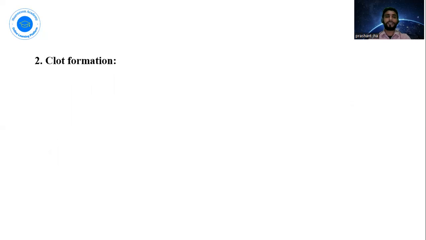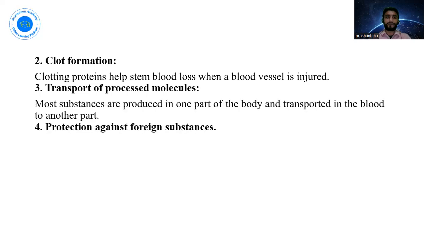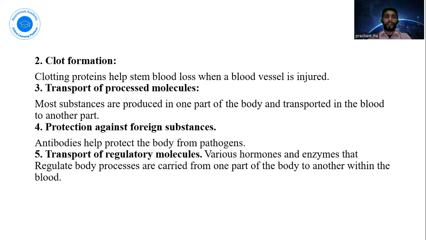Next function of the blood is the clot formation. Clotting proteins help stem blood loss when a blood vessel is injured. Next is the transport of processed molecules. Most substances are produced in one part of the body and transported in the blood to another part. Next is the protection against foreign substances. Antibodies help to protect the body from the pathogens.